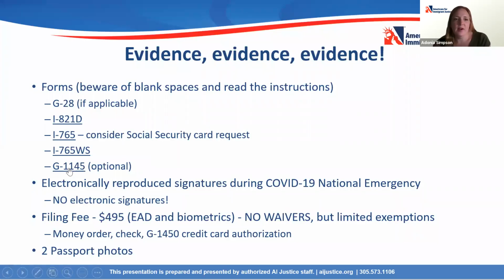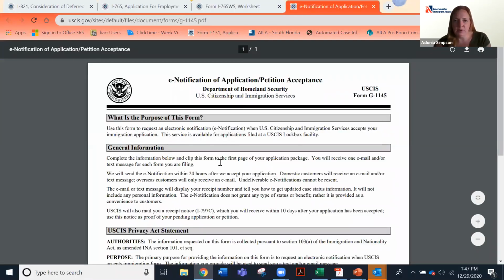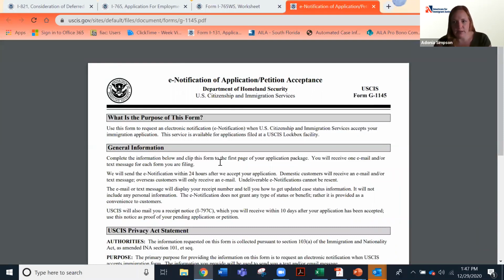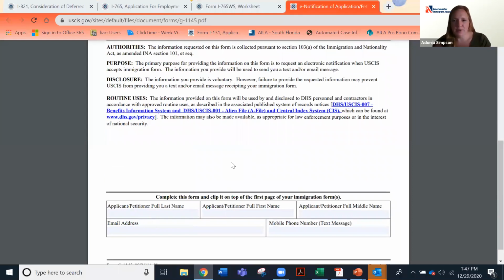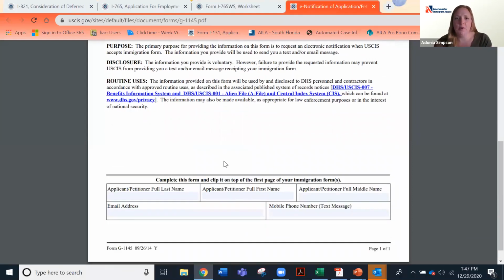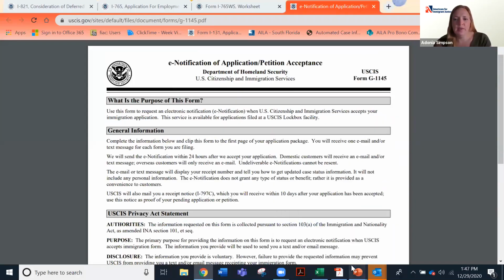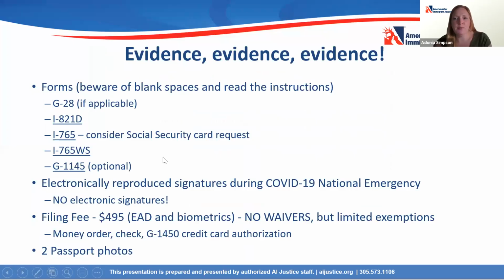All right, another optional form is the G-1145, which allows you to receive e-notification of your application being accepted. If you do want this email or electronic notification, just make sure to complete this form and submit it with your application. So those are the forms. We've reviewed all of those.